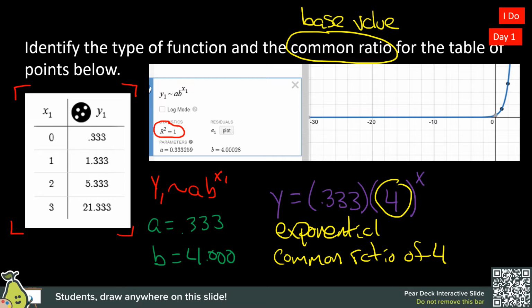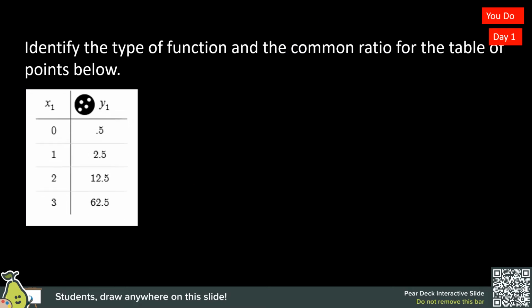All right, guys, let's go ahead and move on to your problem. You're going to be doing the exact same thing, except you're not going to get the graph. You need to come up with your own graph. Remember, for your graph, you're going to use y1 and the tilde, okay, a, b to the power of x1. So we already know, hint, hint, this is going to be exponential, but I want you guys to solve for the common ratio. That's the important part.